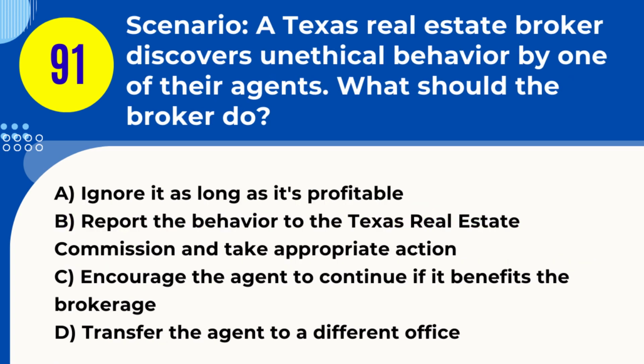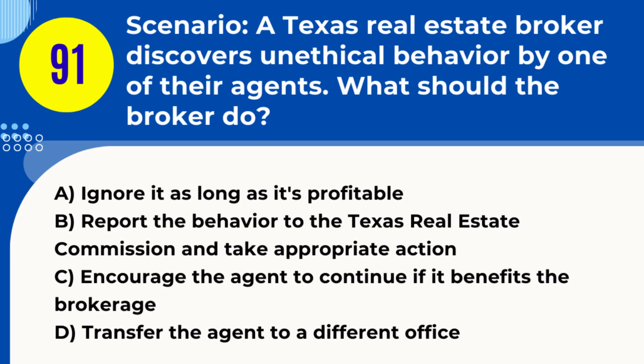Question 91. Scenario. A Texas real estate broker discovers unethical behavior by one of their agents. What should the broker do? A. Ignore it as long as it's profitable. B. Report the behavior to the Texas Real Estate Commission and take appropriate action. C. Encourage the agent to continue if it benefits the brokerage. D. Transfer the agent to a different office.